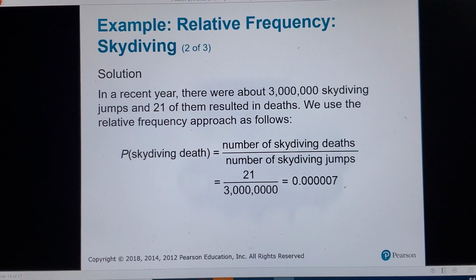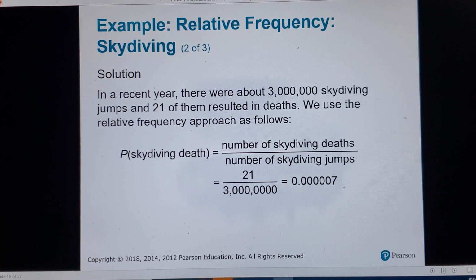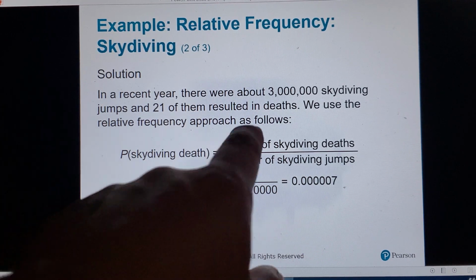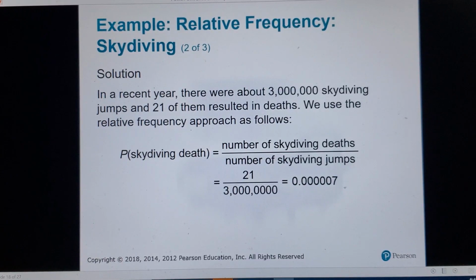But we already know that that's not true. And we know that because if you had a 50% chance of dying, that means of these 3 million jumps, 1.5 million should have died when they did their skydive. But the nice thing about the relative frequency is that you get to actually see what happened. You saw 3 million. That's a lot of jumps. So you get to see all those jumps and how many of those were deaths. So it gives you an idea of what is going to happen during the skydive.